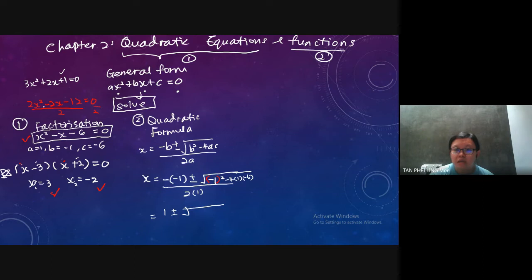1 minus is plus 24, so 25. Then over 2. In that case, you can have two answers. One is 1 plus square root 25. Square root 25 is very easy, you can straight away get it. Never mind, I just expand it out because sometimes it may not be so nice.